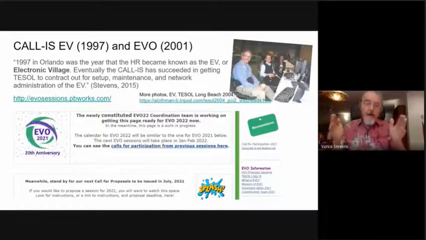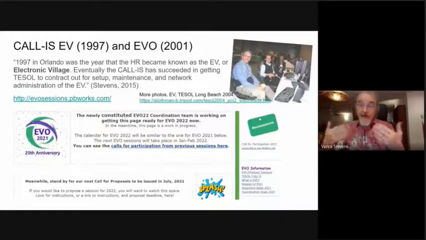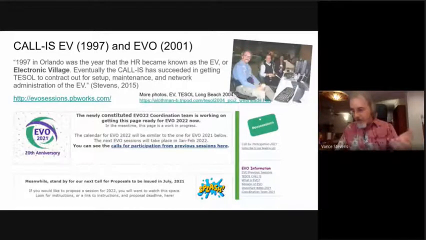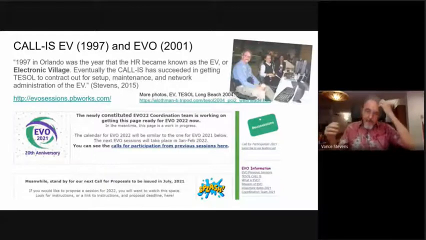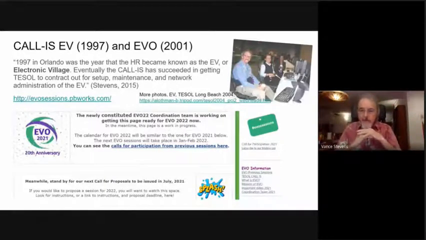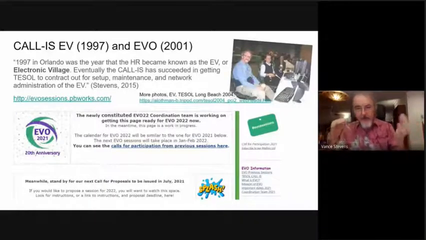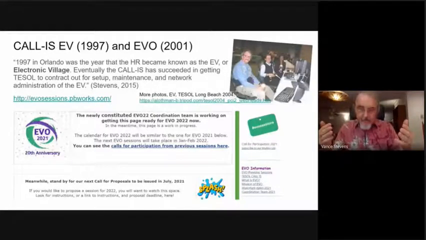By then, the CALL IS interest section had set up a part of the Electronic Village, which they call the Electronic Village Online. And we used to all meet face-to-face in this room, something like that, at each big conference. Electronic Village Online was a really nice idea to get people to meet before the conferences. The conferences are always in March or maybe April.